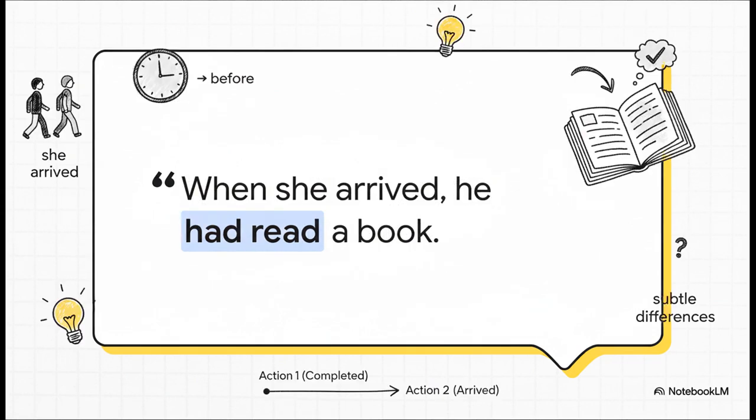And finally, we have this. When she arrived, he had read a book. In this version, the action is completely over and done with before she even gets there. Understanding these little but super powerful differences, well, that's our entire goal for today.